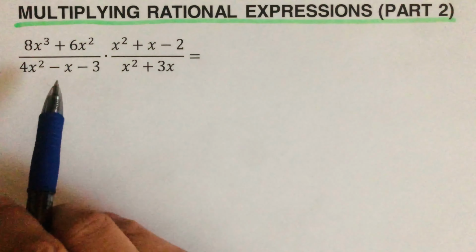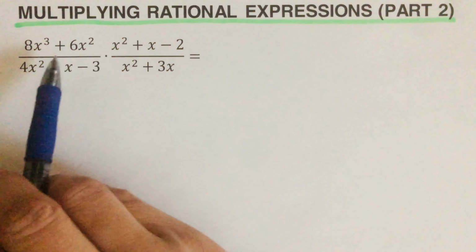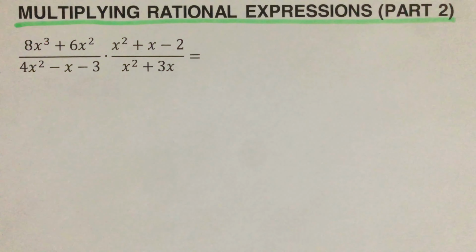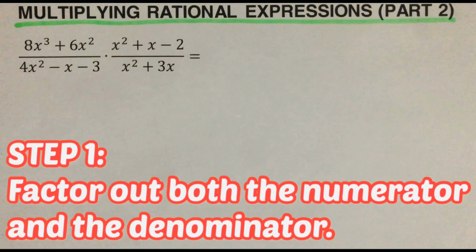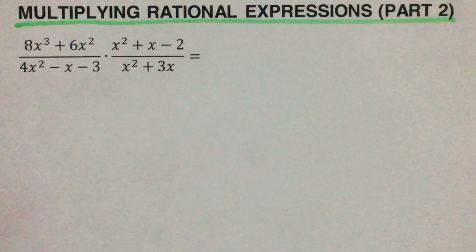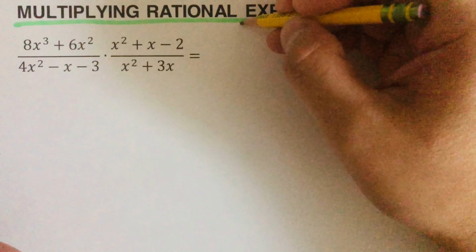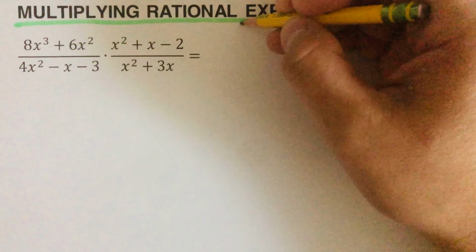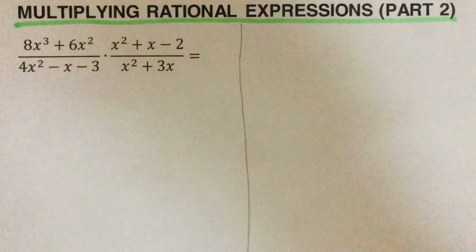Okay, going back to this example right here, in order that we can determine the product of these two rational expressions, we need to follow some steps. The first step is to factor out both the numerator and the denominator. So what we are going to do is factor out the numerator and the denominator of both of these terms. I'm just going to show the work up here.